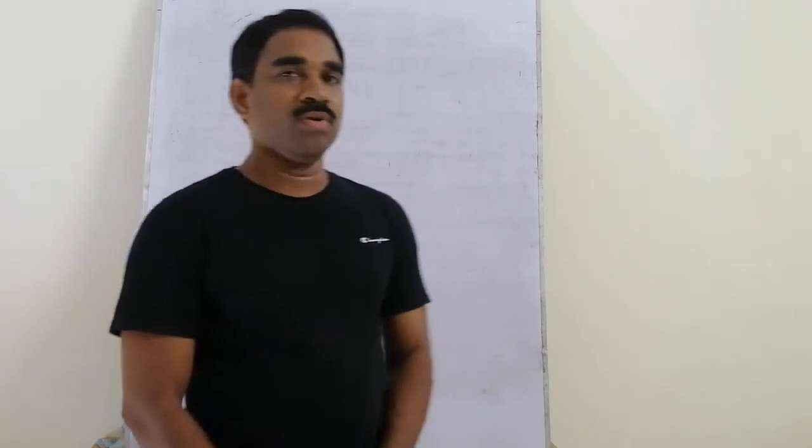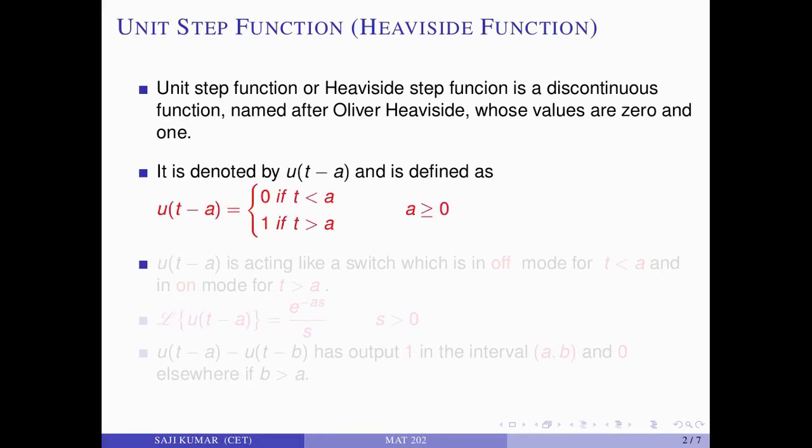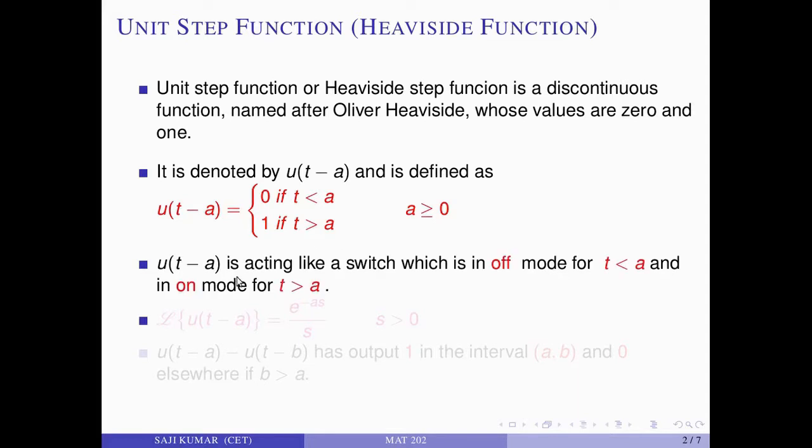Here are some main points about the unit step function. The unit step function or Heaviside function is a discontinuous function named after Oliver Heaviside, whose values are 0 and 1. It is denoted by u(t minus a) and is defined as u(t minus a) equal to 0 if t is less than a, 1 if t is greater than a, for all a greater than or equal to 0. u(t minus a) acts like a switch which is in off mode for t less than a and in on mode for t greater than a.